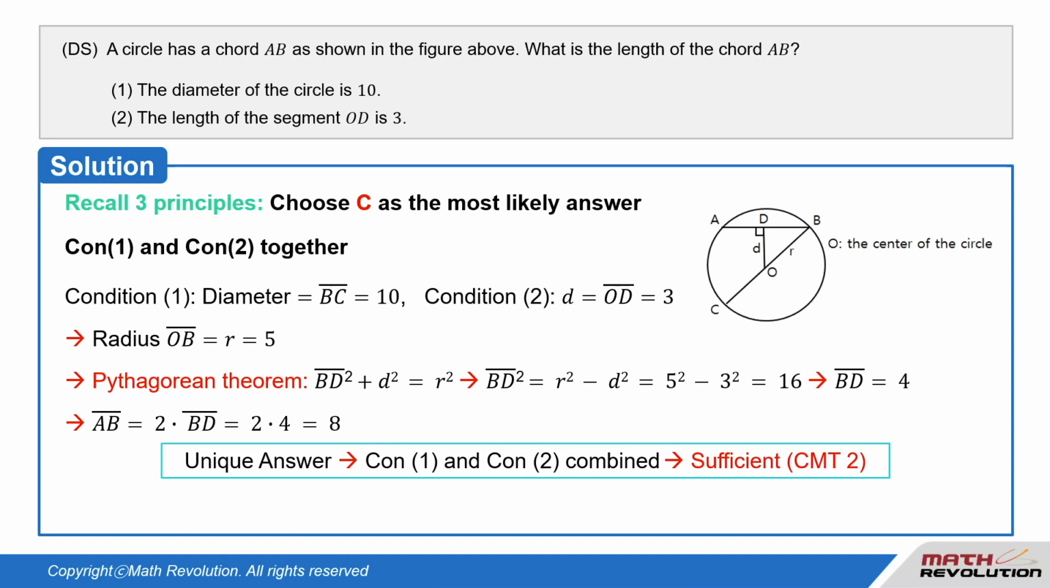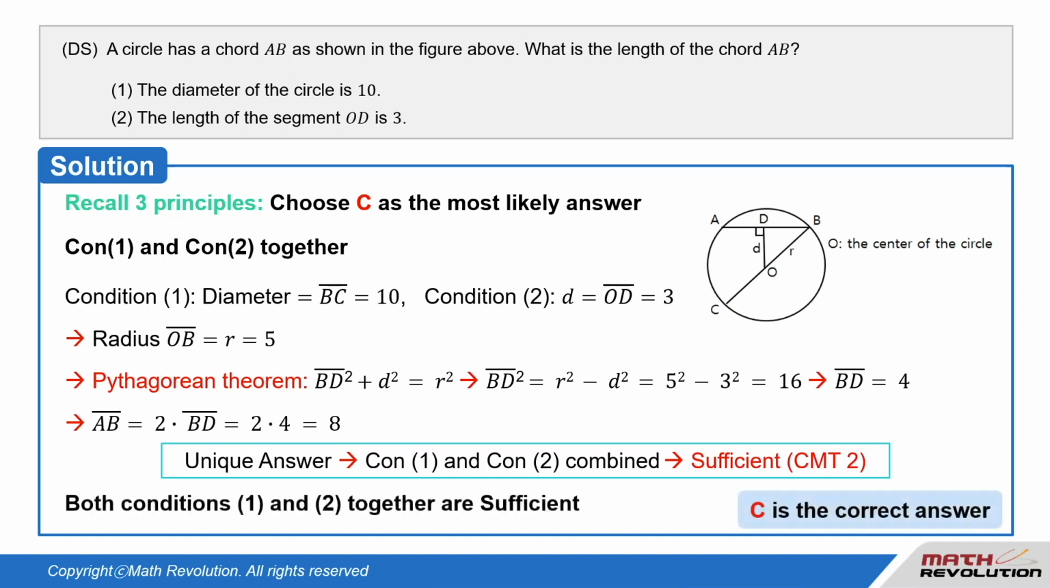The geometry DS questions can be solved very easily if you use the variable approach and are able to track the number of variables and equations. Both conditions 1 and 2 together are sufficient. Thus, C is the correct answer. Answer C.